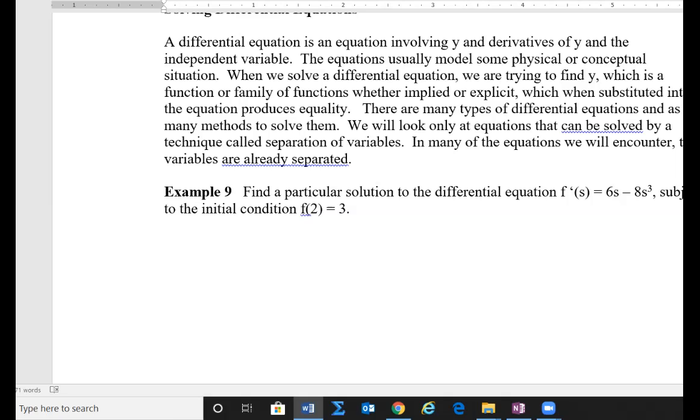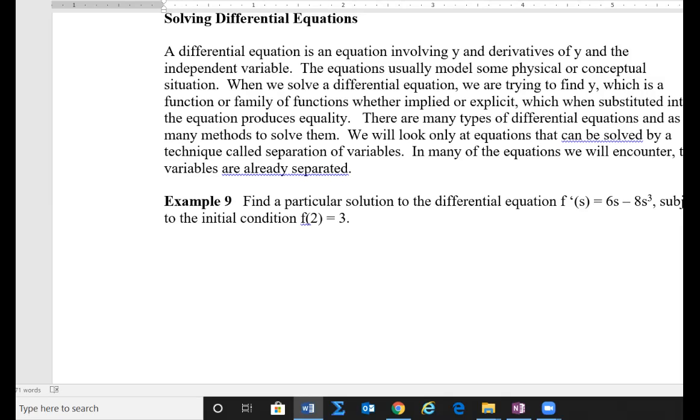Solve a differential equation now. A differential equation is just an equation that involves y and the derivatives of y. So you're going to see y's and x's in these, and you'll usually see dy's and dx's also.